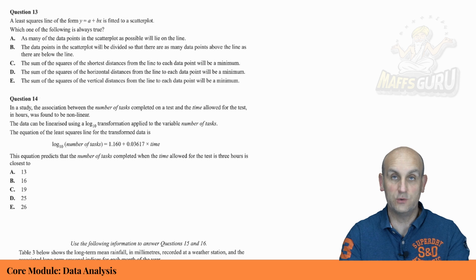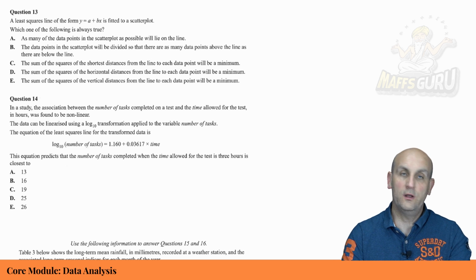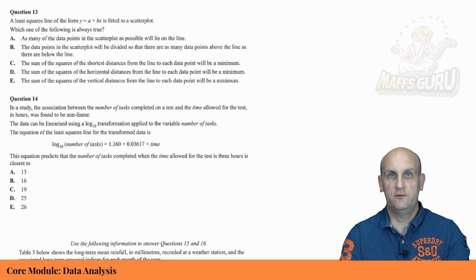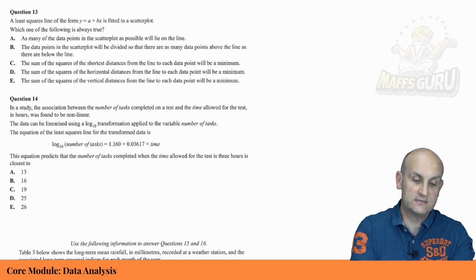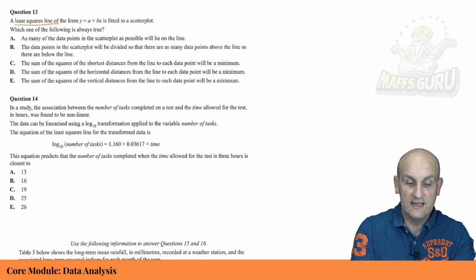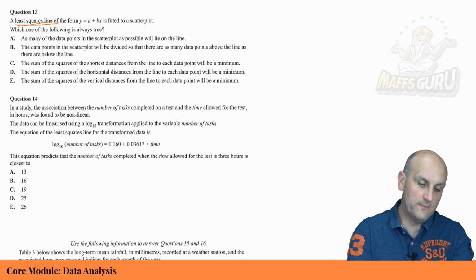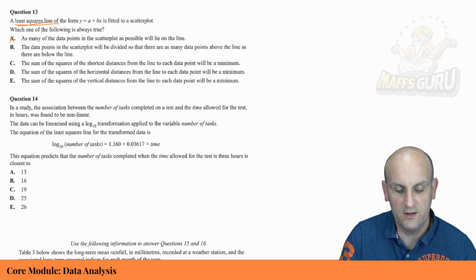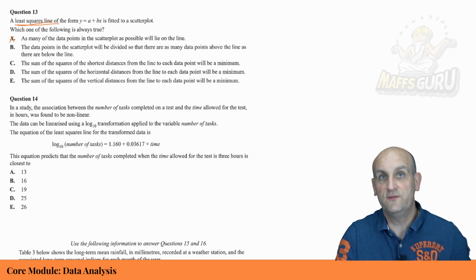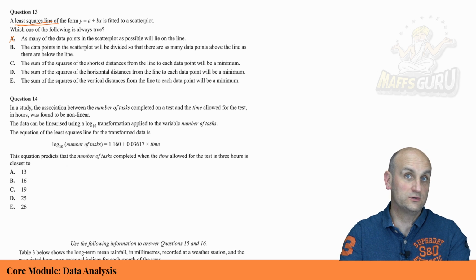Which of the following is always true? As many of the data points in the scatter plot as possible lie on the line. That's actually rubbish. To be fair, that's not the condition of doing a least squares line. And the trick there is the words least squares. So no, that's not true. The data points in the scatter plot will be divided so there are as many data points above the line as below the line. That's actually the definition of a line of best fit. And that certainly was true when I was at school.